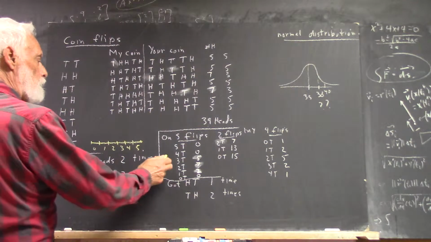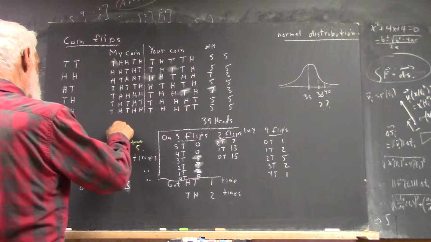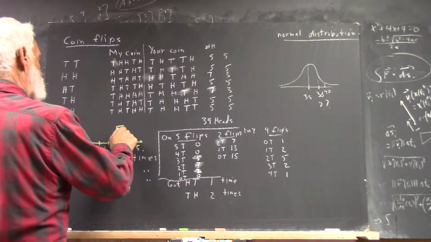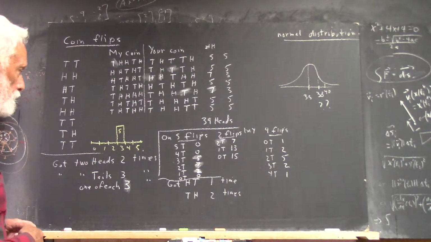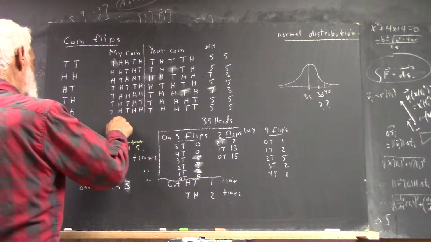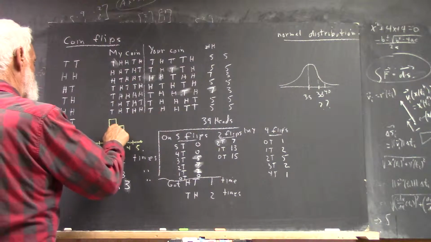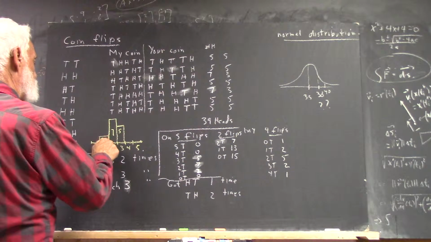Okay. For 3 tails, I got 5, so I'm going to have a bar here that's 5 units high. It's not a trapezoidal graph. I'm just going to put the 5 in there to indicate it. For 2 tails, I had 7. And for 1 tail, I had 2.